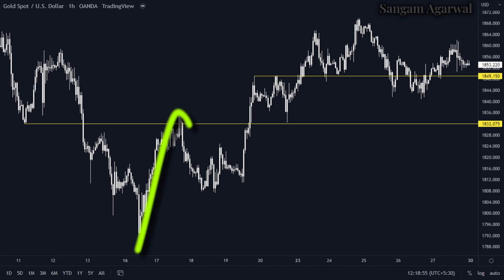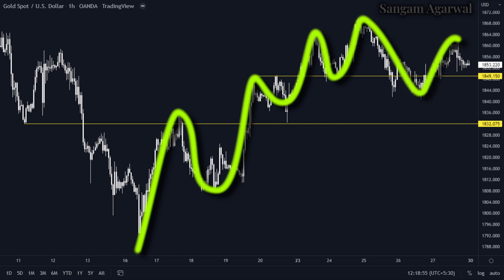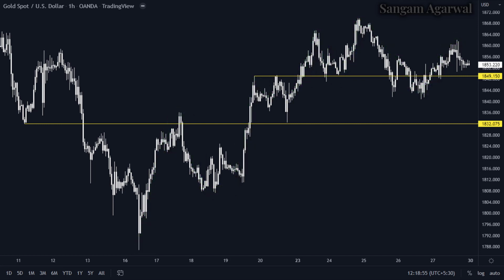We will start this video with the H1 time frame of gold. It has made a series of higher highs and higher lows on the H1 time frame, so we can expect a bullish trend has started. On this time frame, our key supports are 1850 and 1832. As long as price is trading above the 1830 level on this time frame, you can expect the next target of 1890 or maybe 1900.